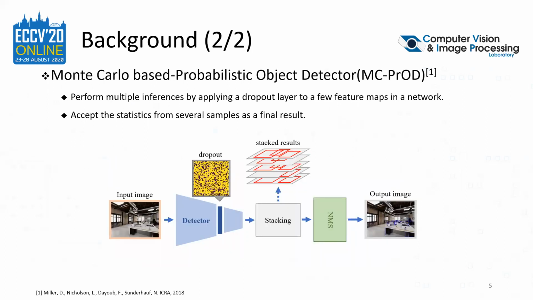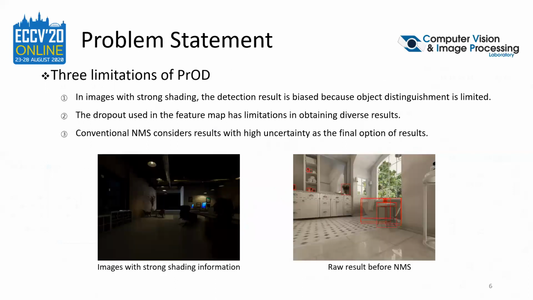The figure below shows the overall structure of the Monte Carlo-based PrOD. We call it MC-PrOD. This MC-PrOD adds dropout to some feature maps. Then it accumulates samples obtained through multiple inferences. Finally, the accumulated samples are refined to the final result through a single non-maximum suppression, that is NMS. The statistics are calculated. However, we still found some problems with MC-PrOD.